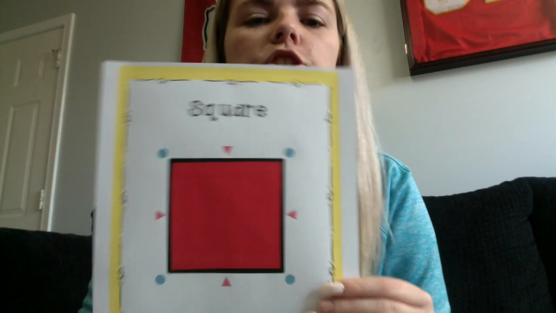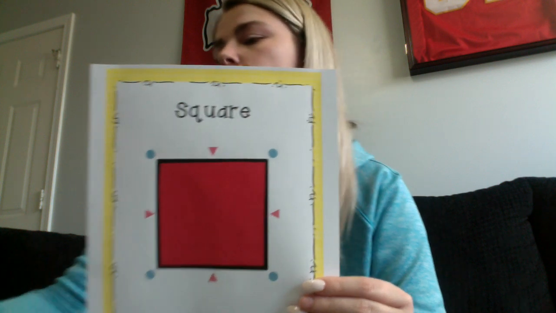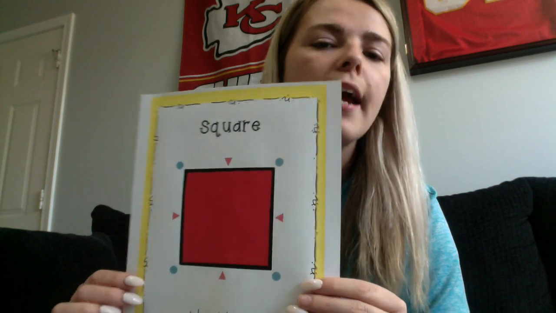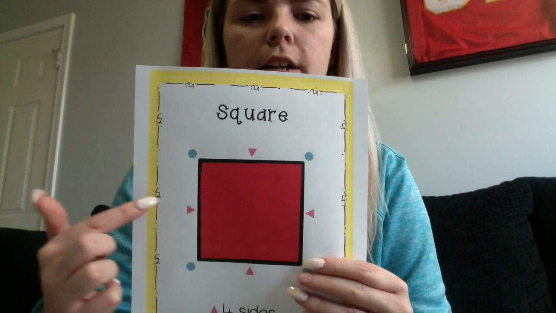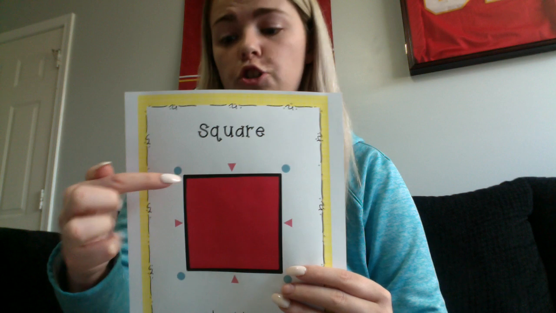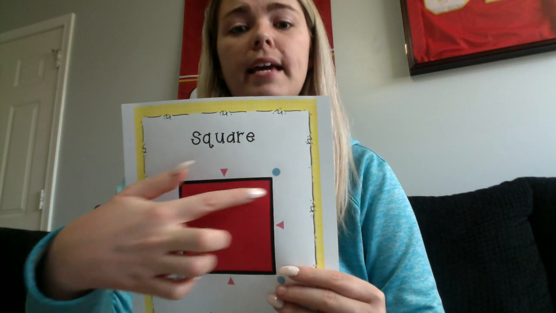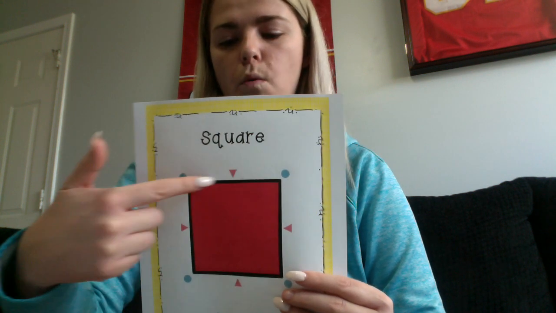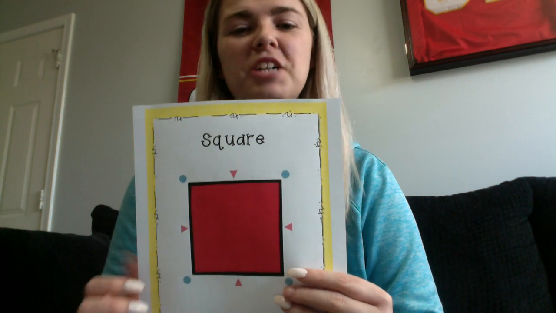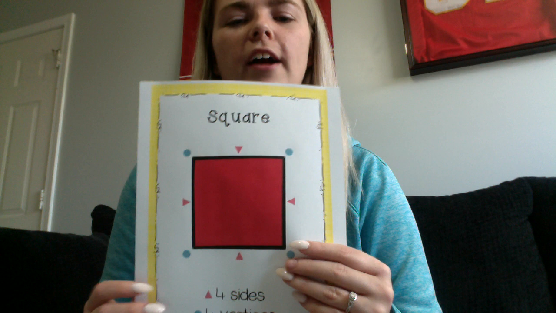All right, well, now we're going to look at the square. Just like we do with the rectangle together, we are going to go ahead and count the sides. Remember, the triangles are what indicate the sides, these little red triangles right here. And our sides are also known as the straight lines, okay? The lines that make the shape. So go ahead and count them with me. 1, 2, 3, 4. Great job. How many sides? Great job. A square has 4 sides.